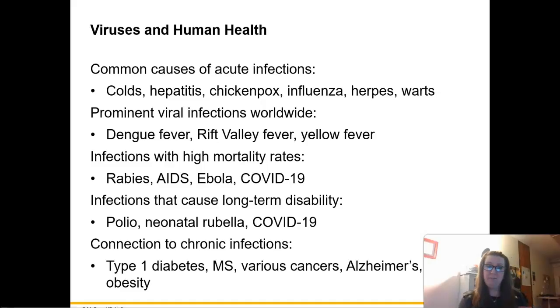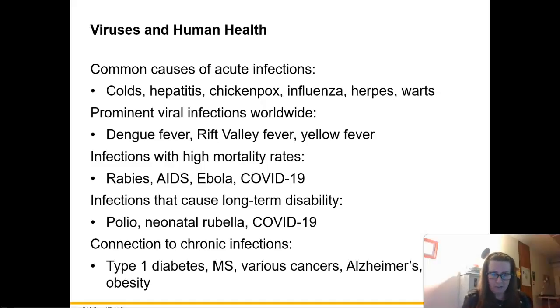A big one, yellow fever, which if you're going to travel to some countries, like we went to Tanzania, Uganda, and Rwanda last summer, we had to get a yellow fever vaccine. So you have a yellow card, which is a vaccine card.